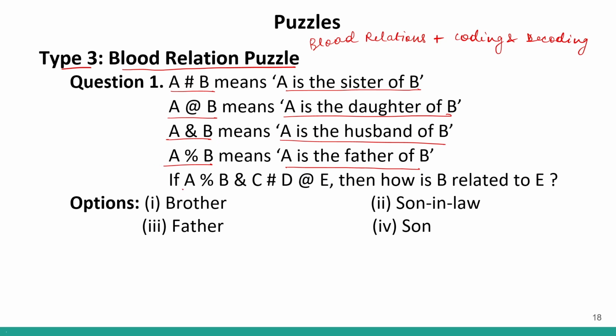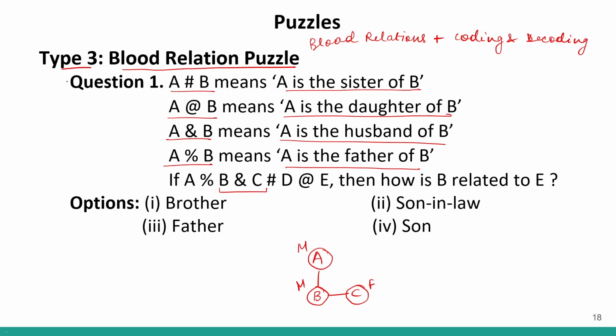A%B means A is the father of B. So A is male, we know, but B's gender we don't know. Moving forward, we have B&C. That means B is the husband of C. So B will be male, C will be female. Correct? Because B is the husband of C.